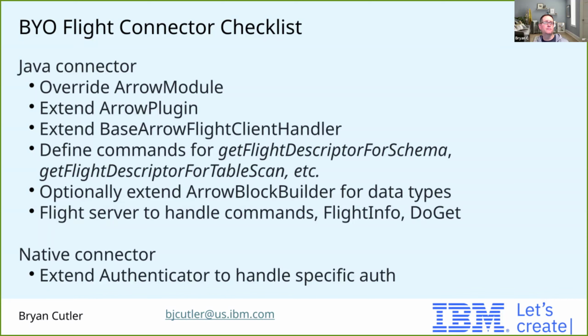And in your flight service, you need to make sure you handle the different commands that Presto is going to be issuing and implement get flight info and do get. For the native connector, it's much simpler. You just need to think about authentication, and if you have a specific authentication method, then plug that into your connector.